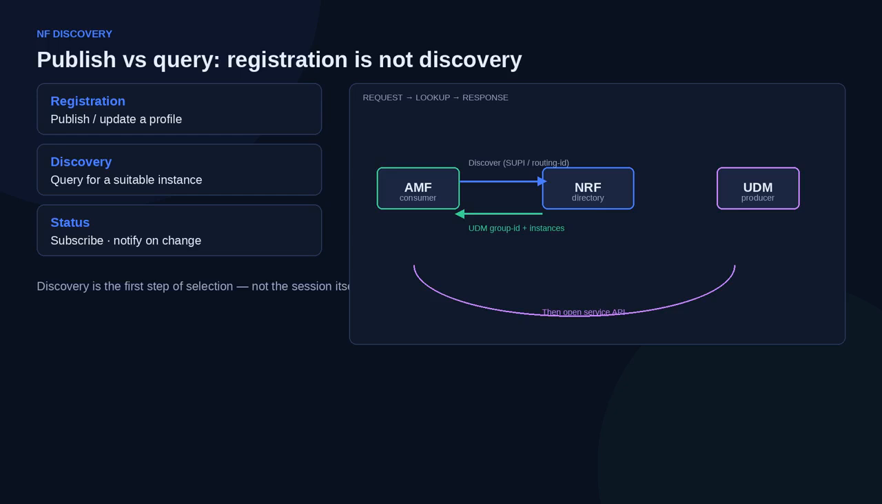Here is a concrete picture. An AMF starts UE registration. It does not guess a UDM address. It sends a discovery request with inputs such as SUPI or routing identifiers. The NRF answers with a UDM group identifier and candidate UDM instances. Later, the UDM itself discovers a UDR the same way. Only after discovery does the consumer open a service API toward the chosen instance. So the NRF is the first step of selection, not the session itself, but the map that makes the session possible.